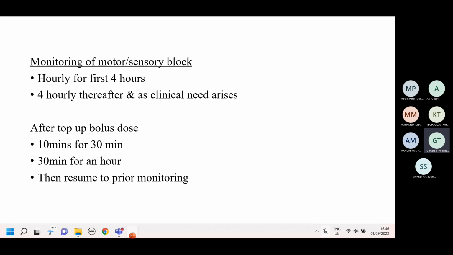If you want to monitor the motor sensory block, it should be hourly for the first 4 hours and 4 hourly thereafter, and as clinical need arises, if the patient complains, you should check the motor block again. After a top up or bolus dose, monitor the motor block, whether the patient has got the sensory level and is relieved of pain. Monitor the same way, every 10 minutes for 30 minutes, and then resume prior monitoring.